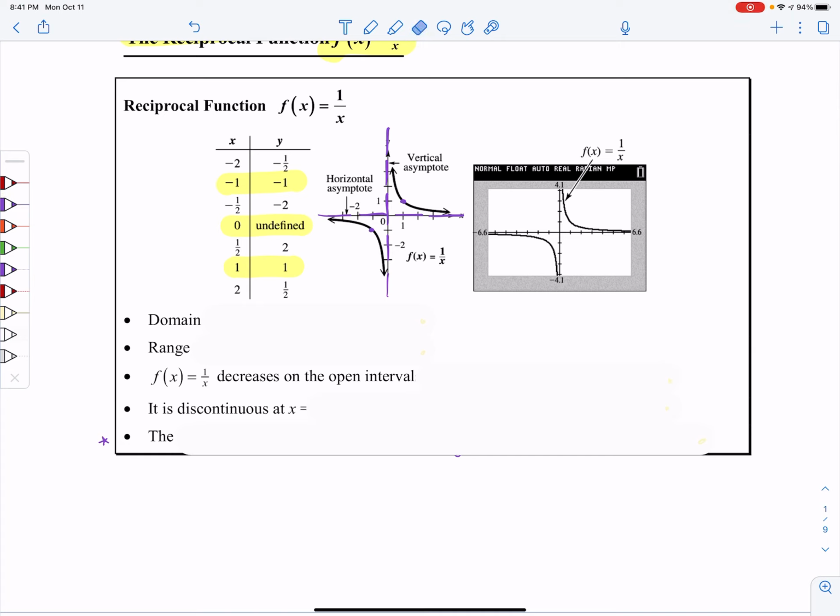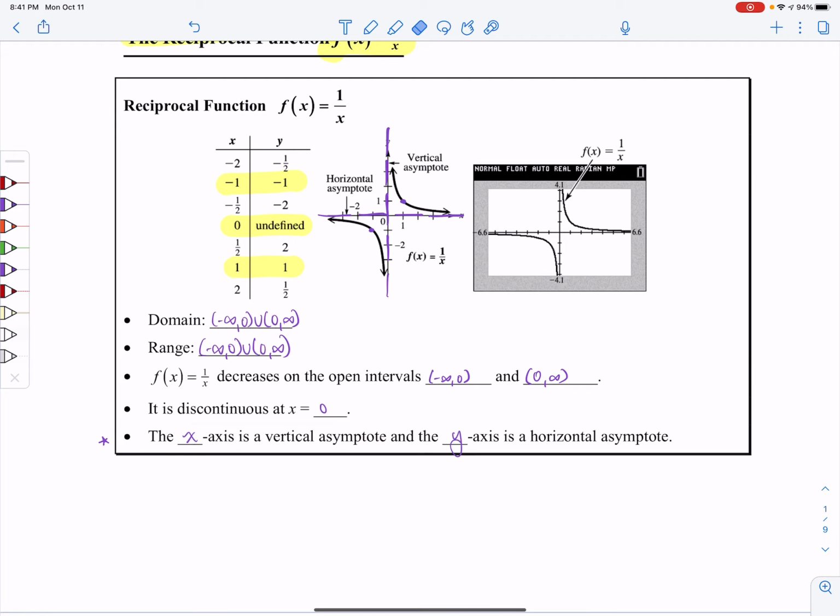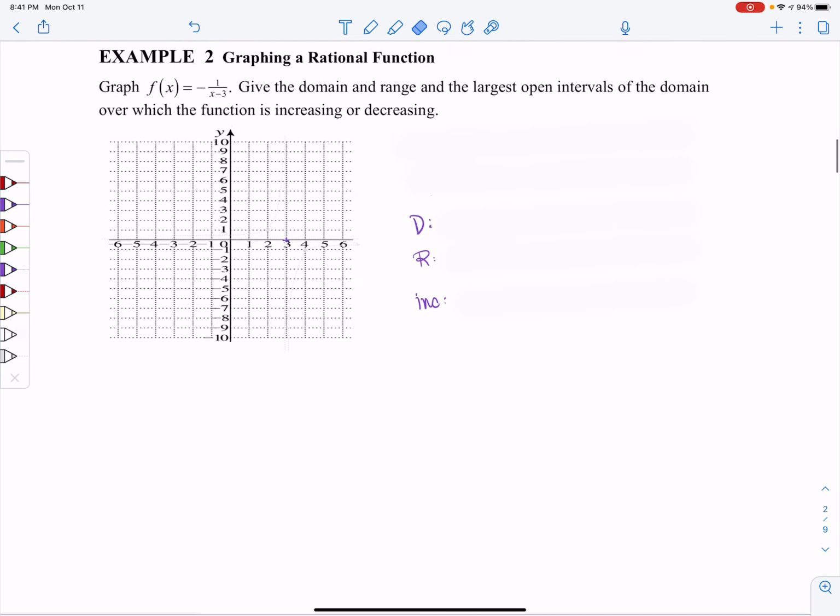So quickly, we'll move through these questions. My domain, I can just use the graph here, is going to be all real numbers except for 0. My range, also all real numbers except for 0. My whole graph is decreasing, but since I'm not allowed to equal the value of 0, we have to break that up into two intervals. My graph is discontinuous at x equals 0. And last but not least, the x-axis is a vertical asymptote and the y-axis is a horizontal asymptote. All right, so then what I want you to do is go ahead and skip down to the next parent.